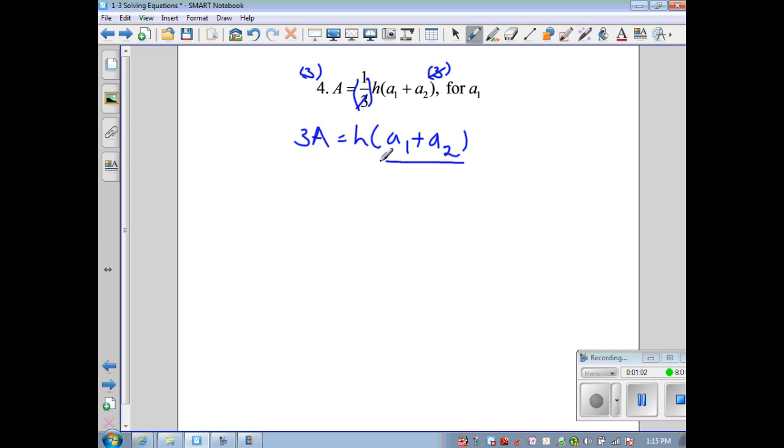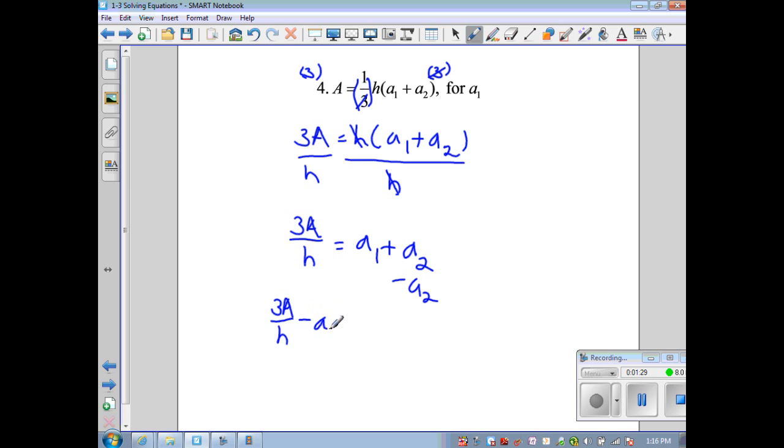Then I can divide by h on both sides, giving me 3A over h. Here, the h's divide out, leaving me a sub 1 plus a sub 2. Now I'm solving for a sub 1. All I need to do is subtract a sub 2 on both sides. So my solution would be a sub 1 equals 3A over h minus a sub 2.